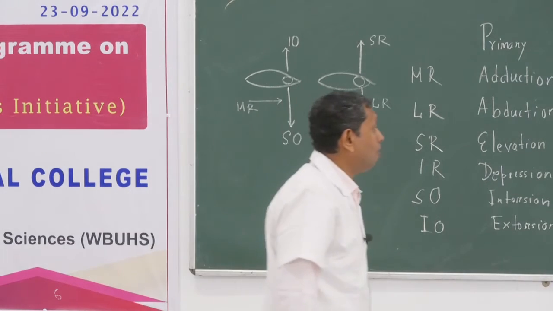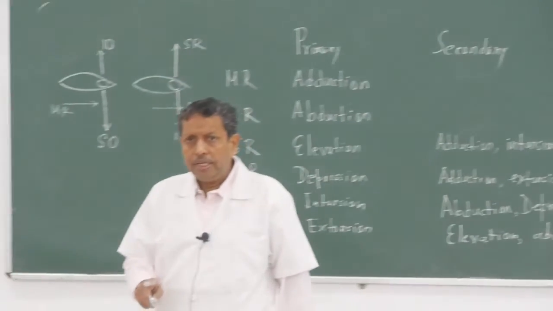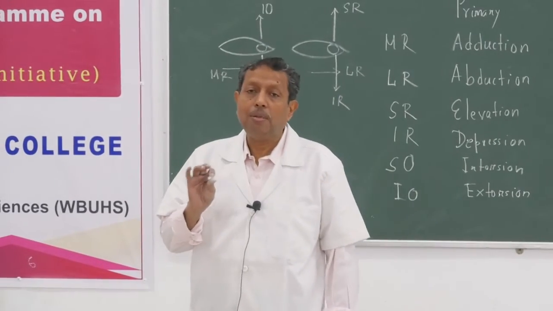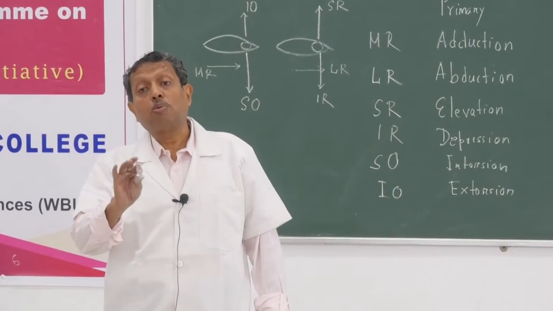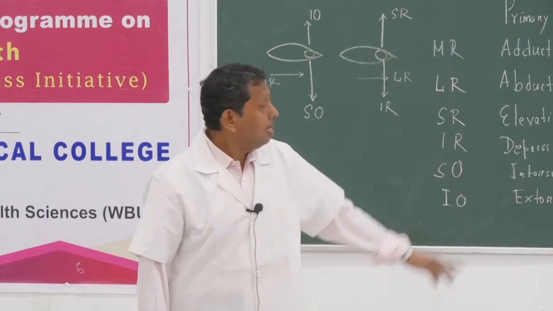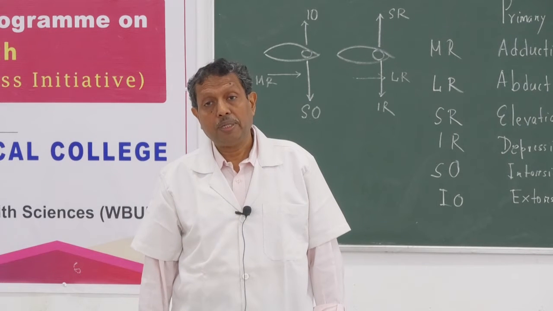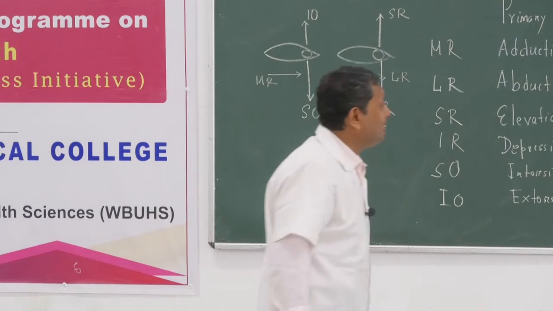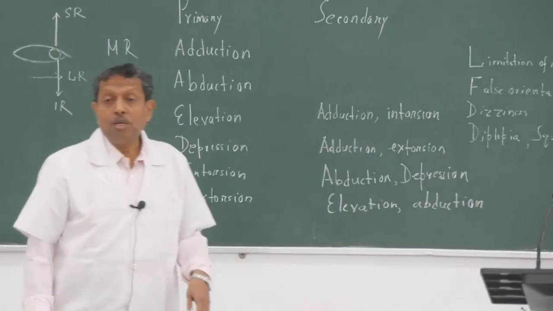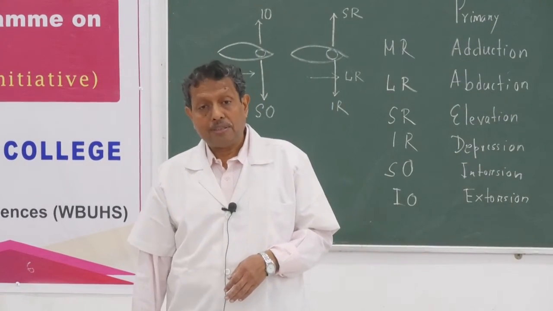Now in this case, limitation of movement, you can examine carefully, you can have some idea of the limitation of movement. In some cases it is obscured, and it is very difficult to get the limitation of movement because there are secondary movements also. It is difficult. Now this dizziness is due to diplopia or false orientation. There may be dizziness.